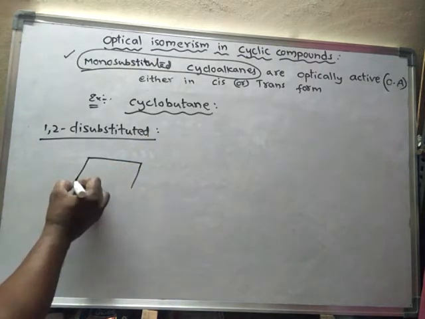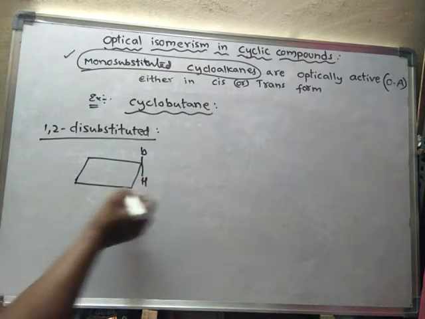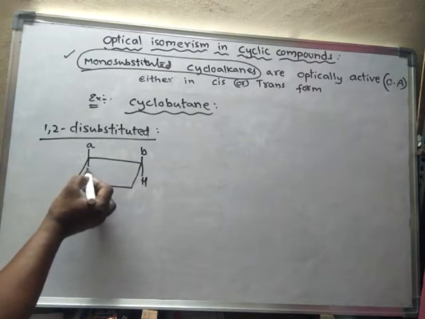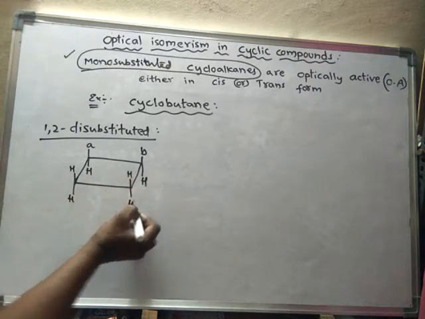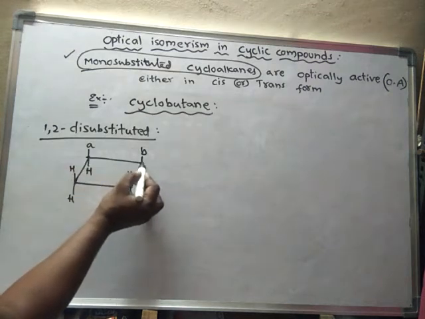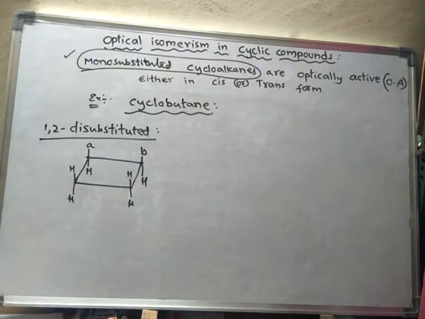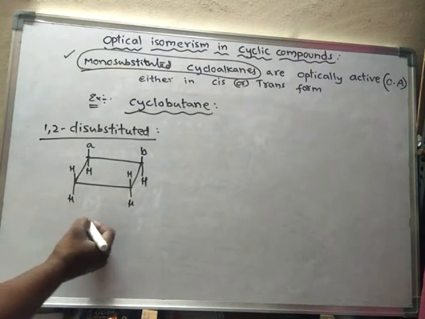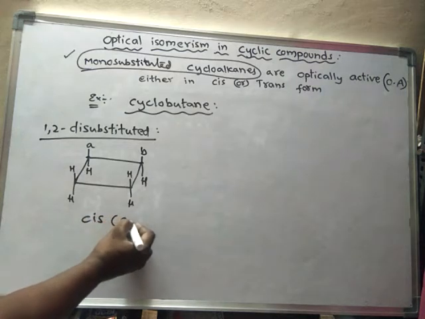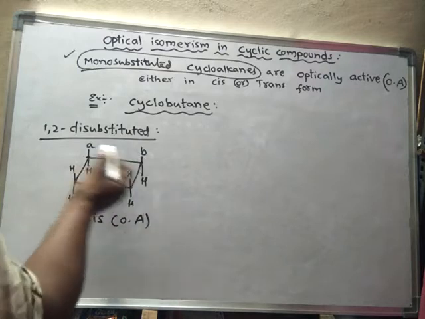So for example, this is cyclobutane. B, H here, A, H. That means these two positions are two chiral carbons. See here, this is substituted and even this is also substituted. 1,2 disubstituted. So here it is this form, and it is optically active. So in 1,2 disubstituted cyclobutanes, the cis form is optically active when these two groups are different.